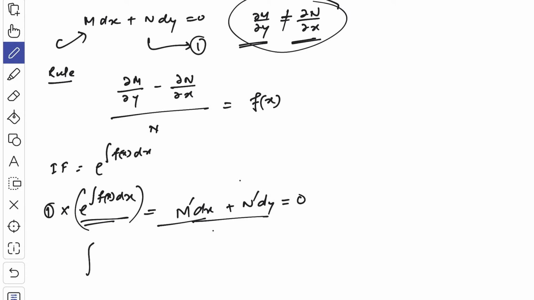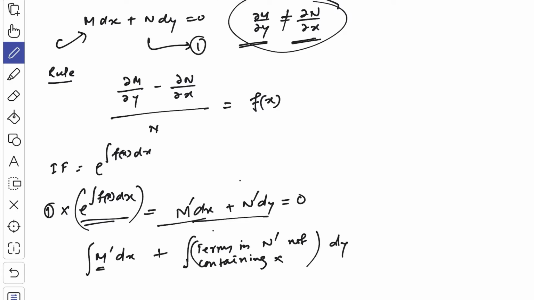Then we will integrate M' dx with respect to x. Next we will integrate the terms in N' not containing x, with respect to y, and equate the sum to c. We will integrate this way and then we will get the solution. So this is the first rule.